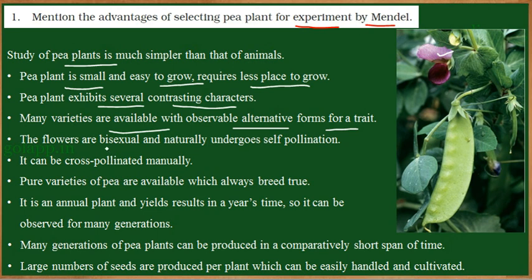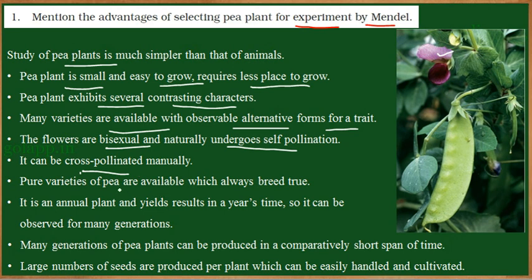The flowers are bisexual and naturally undergo self-pollination. Now pea plant is a bisexual flower, that means it has both androecium and gynoecium. Naturally they always undergo self-pollination, but artificially they can be cross-pollinated as well. So in this way we can produce a desired hybrid.